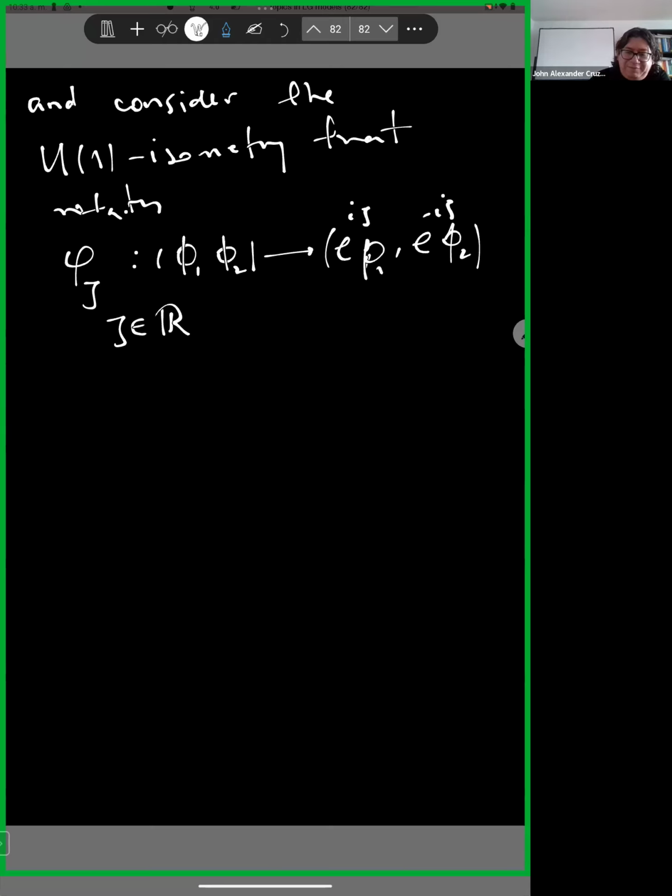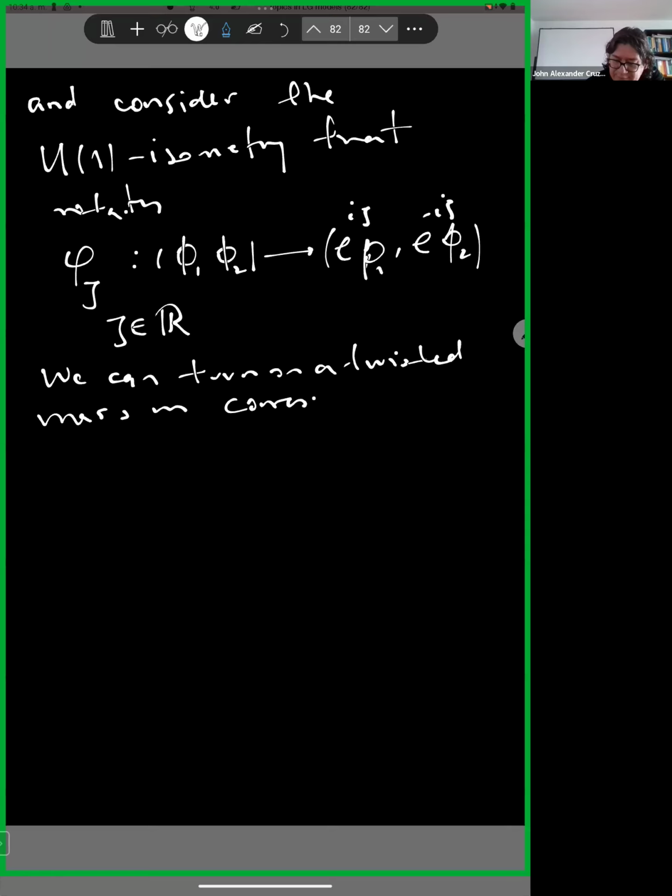So here we have one twisted mass M, so we can turn on a twisted mass M, corresponding to this isometry. Okay.